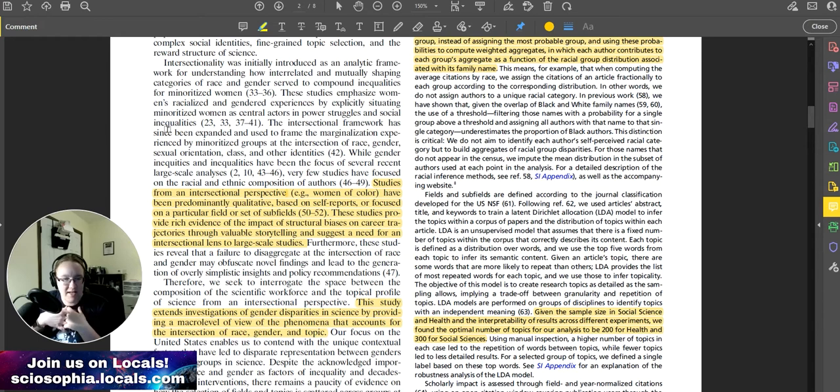"While gender inequities and inequalities", now you get them both, "have been the focus of several recent large-scale analyses, very few studies have focused on racial and ethnic composition of the authors. Studies from an intersectional perspective have been predominantly qualitative, based on self-reports or focused on a particular field or set of subfields. These studies provide rich evidence of the impact of structural biases on career trajectories through valuable storytelling and suggest a need for an intersectional lens to large-scale studies." In other words, a lot of intersectional studies are anecdotal.